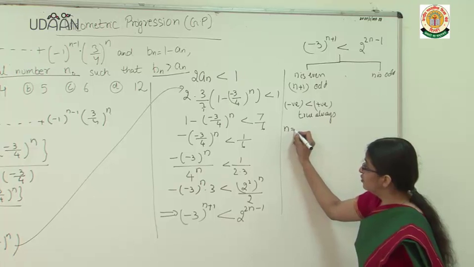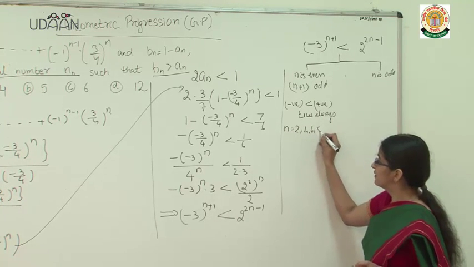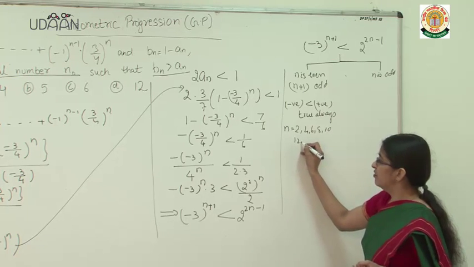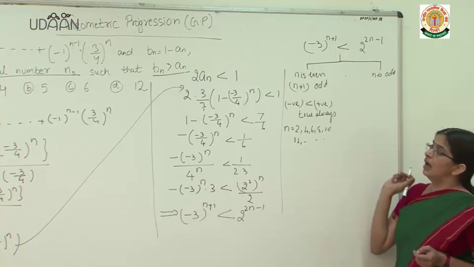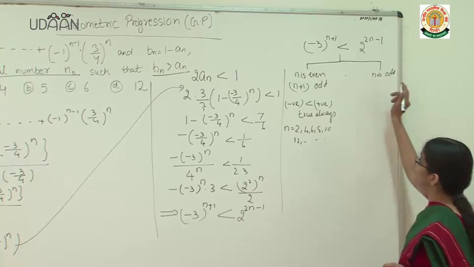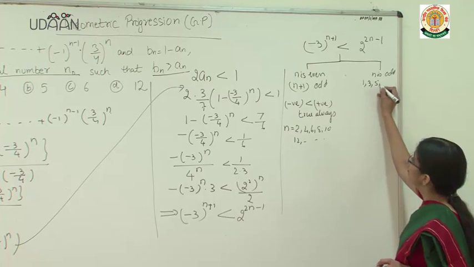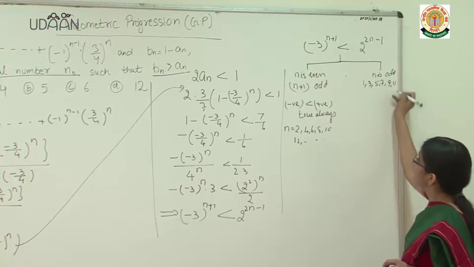Tell me, what are the possible values of n? Natural number values 2, 4, 6, 8, 10, 12, etc. All these values are possible. Let us discuss the second case, when n is odd. What are the natural number values possible? 1, 3, 5, 7, 9, 11, etc.